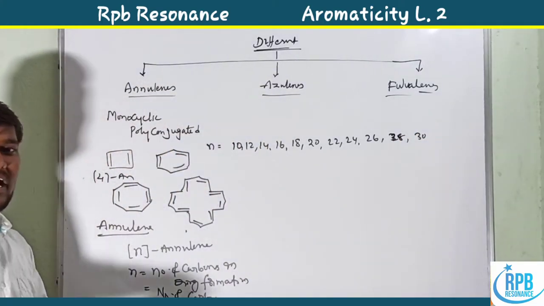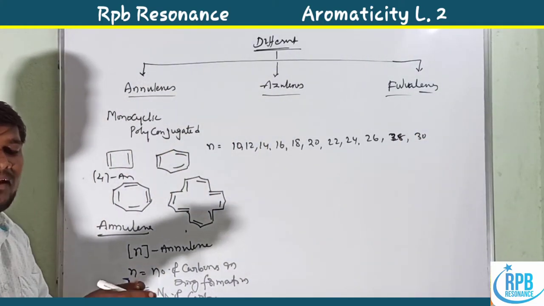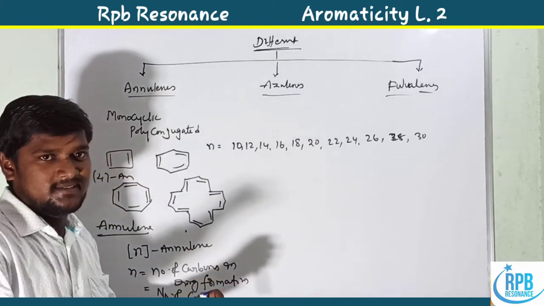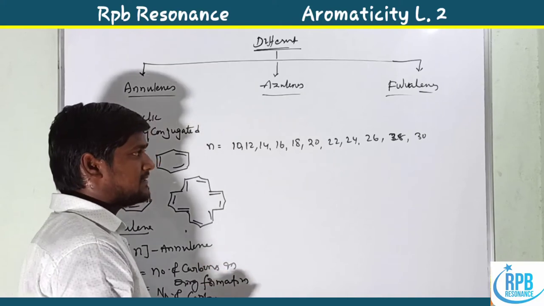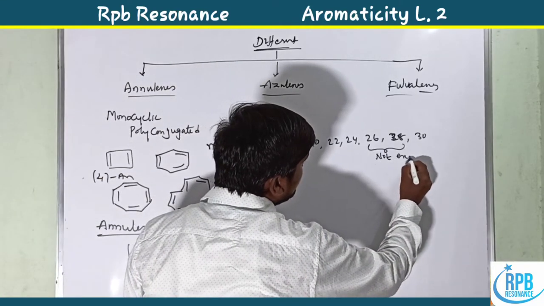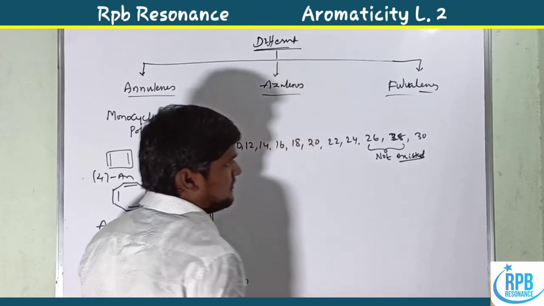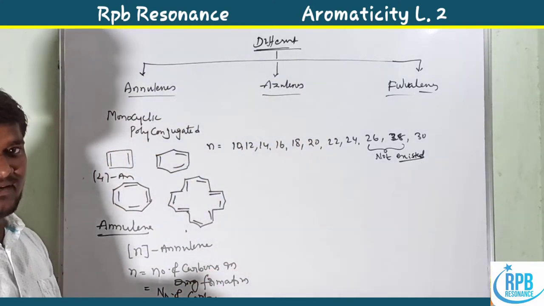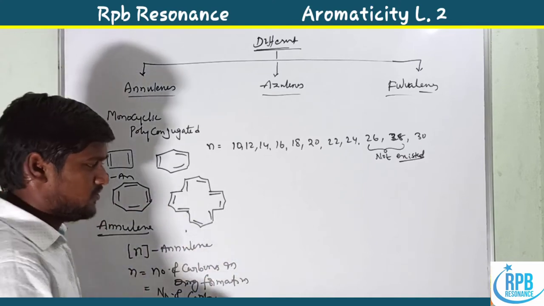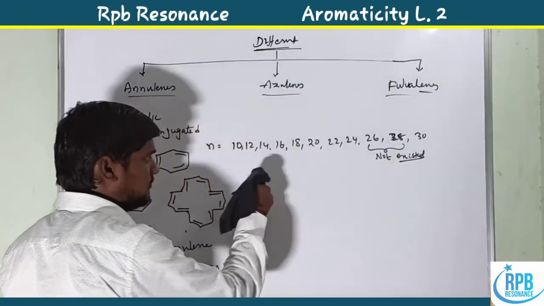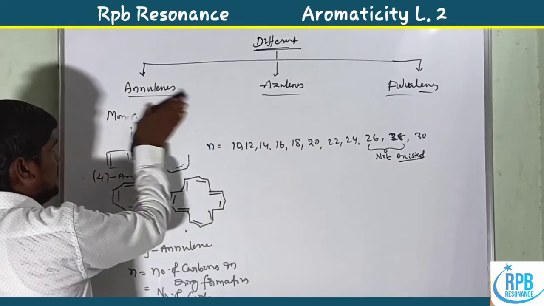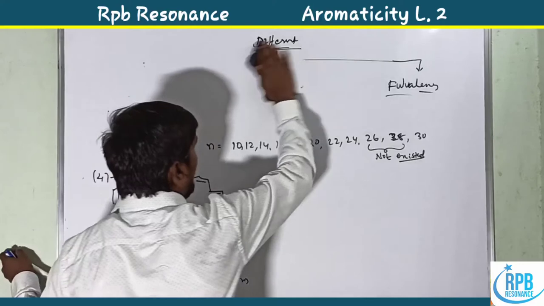Annulenes always have an even number of carbons. An odd number cannot exist. Among the annulenes, 26 and 28 do not exist. The remaining annulenes are there. So this is the simple introduction to annulenes. Now let's move on to 10-annulene, 12-annulene, 14-annulene, and whether those molecules are aromatic or not. Let's move on to the detailed discussion on annulenes.